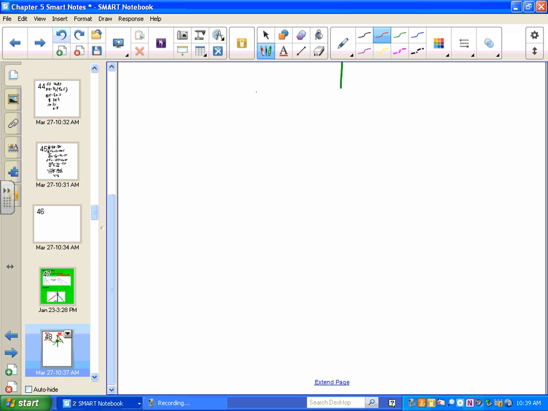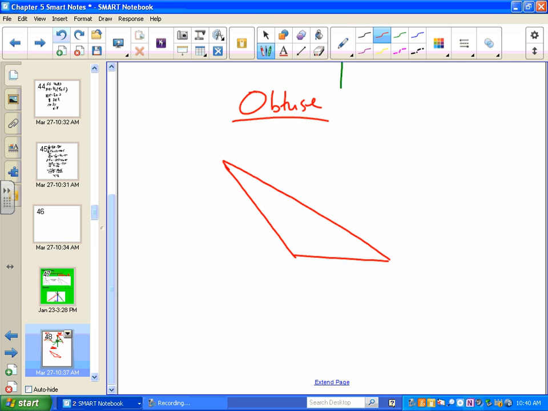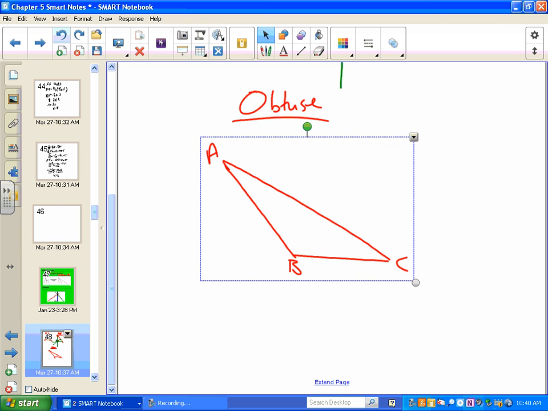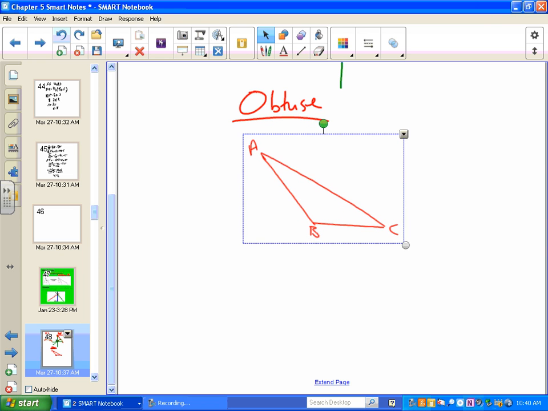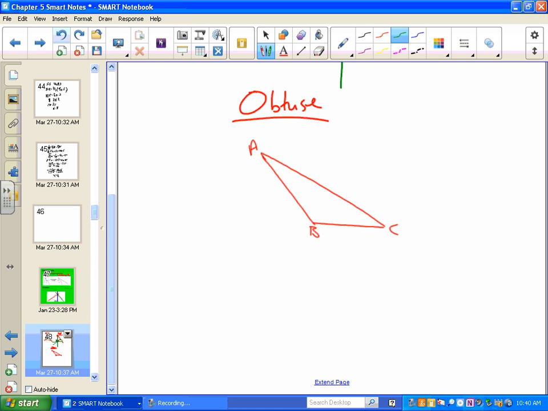Now the obtuse triangle. There's the obtuse triangle. Drawing the altitudes on an obtuse triangle. The first altitude I'm going to draw is going from B to AC. From B to AC, there's one of the altitudes.